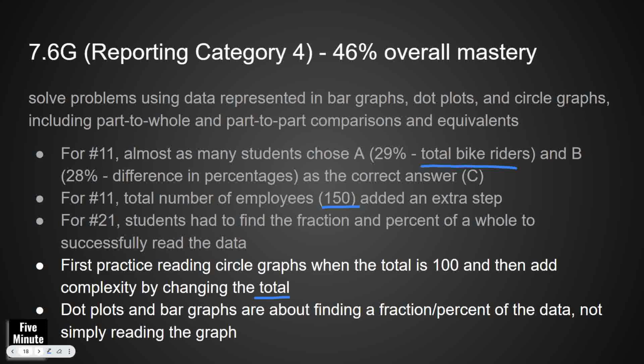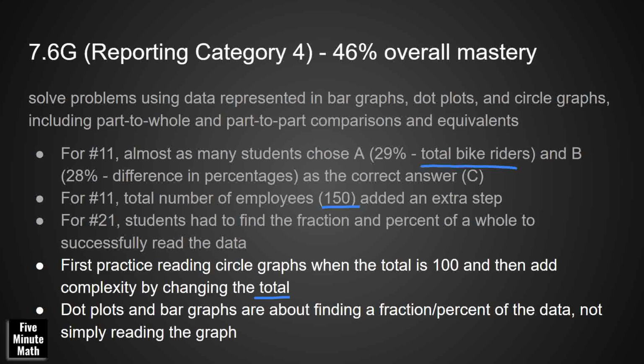If there are only 50 people, then all your percentages get halved, right? So they start with some easy numbers of how they could take these percentages and apply them to different wholes that are not 100. So I would almost do it in 2 steps. And then remember, in dot plots and bar graphs, we're about finding a fraction percent of the data. We're about doing calculations. We're not simply reading the graph or summarizing it with mean, median, mode. We're doing some type of calculation.